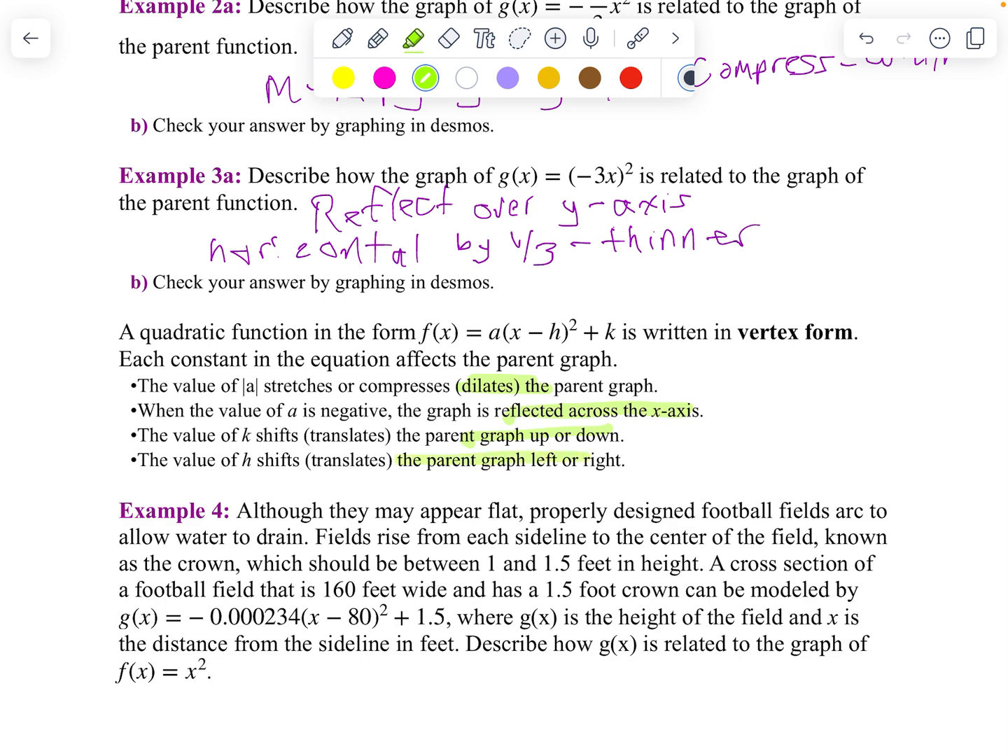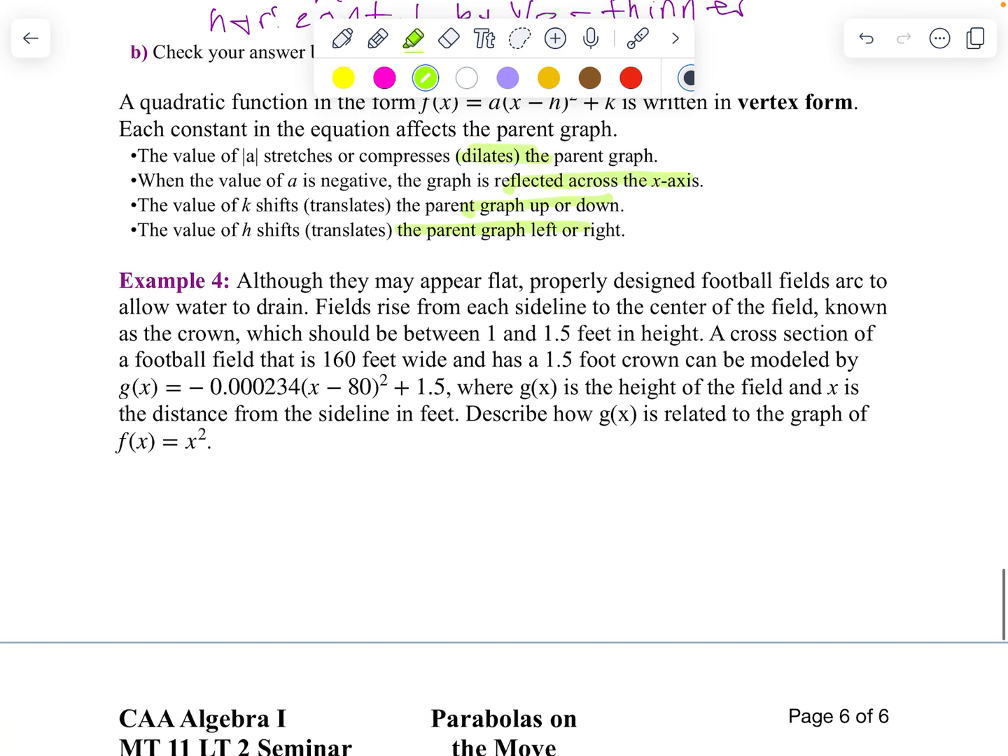Well, let's take a look at an application. And we talk about football fields. Although they look flat, they're not. They're crowned in the middle, so it drains towards the sideline, so you don't have a bunch of water pooling in the middle if it's constructed correctly. So what happens is we have this equation. I want to know, what does each number do to my graph compared to x squared?